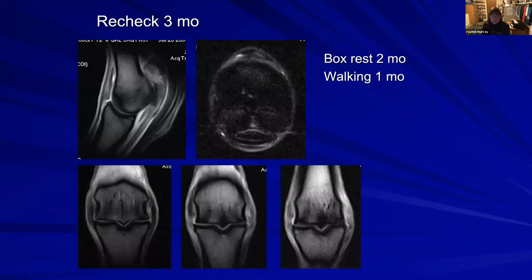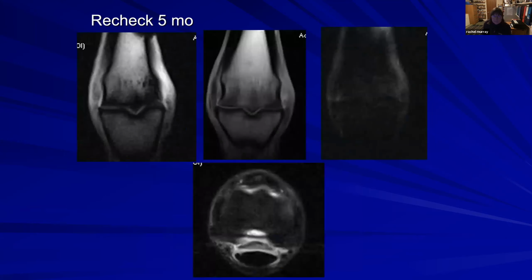And you can see at this stage, we've got considerable improvement in the third metacarpal bone, considerable resolution of the fluid signal. However, we still have some fluid signal in the proximal sesamoid bone and the third metacarpal bone. The proximal phalanx is better defined. So we're pleased with this progress.